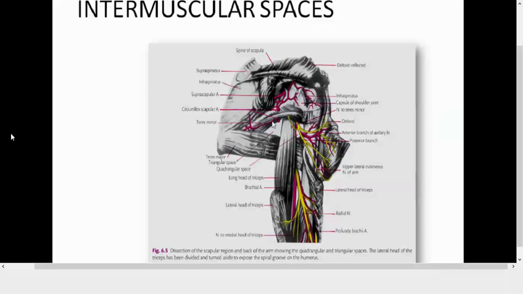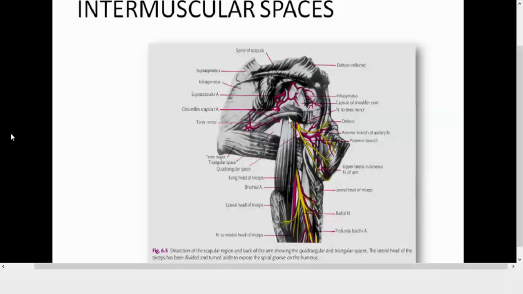Superior and lateral, superior and medially. Somewhat superior and medially. So superiorly, this is formed by teres minor muscle. Then inferiorly, what is present? This muscle is teres major, and laterally we have the long head of triceps. Triceps has three heads, and this long head of triceps forms the lateral boundary of the upper triangular space.